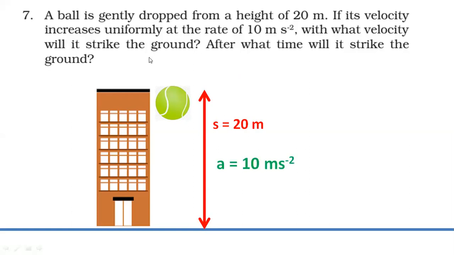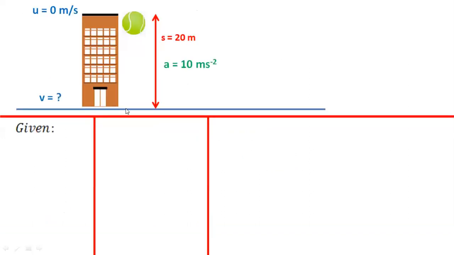Now, what is the velocity at which it will strike the ground? So they are asking final velocity. What would be the initial velocity in this case? It would be 0, that we know, right? We have seen so many times that whenever a body is dropped from a height, its initial velocity is 0 because that body is at rest. Final velocity they have asked, and they have also asked time required for this journey. So all the things we will calculate.